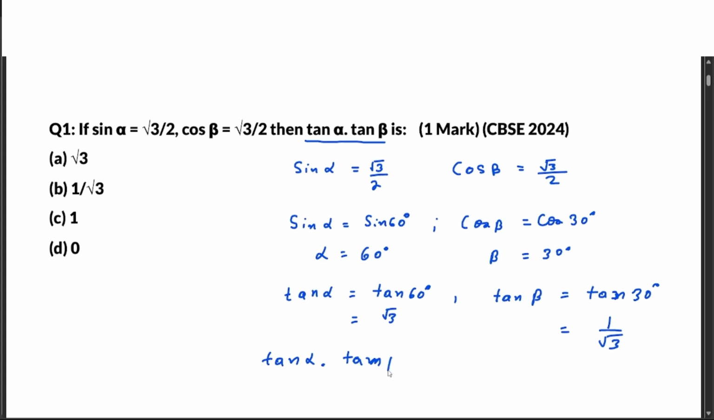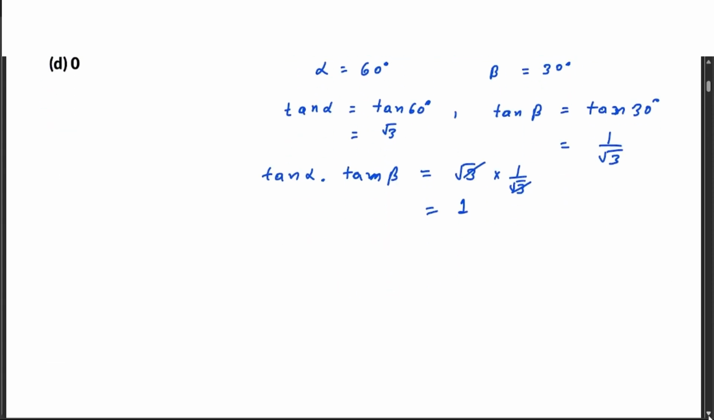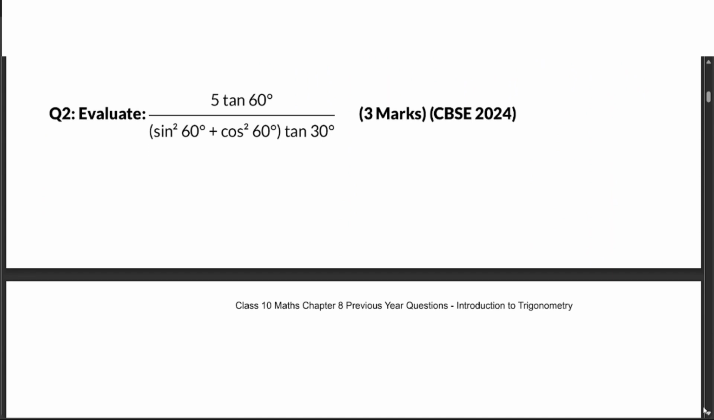So you got tan alpha is equal to root 3 and tan beta is equal to 1 over root 3. Which means root 3 gets cancelled, so you will get 1. So your correct option is C. Hope you understand this one, and again, don't spend so much time on any MCQ question.